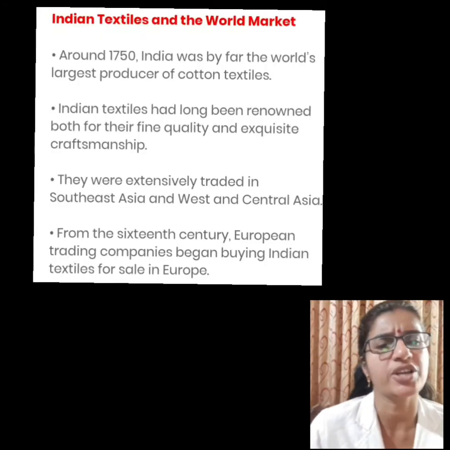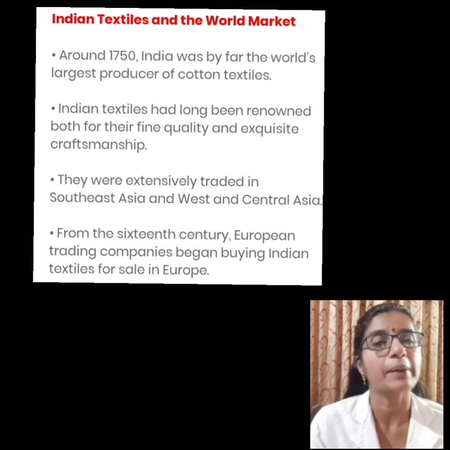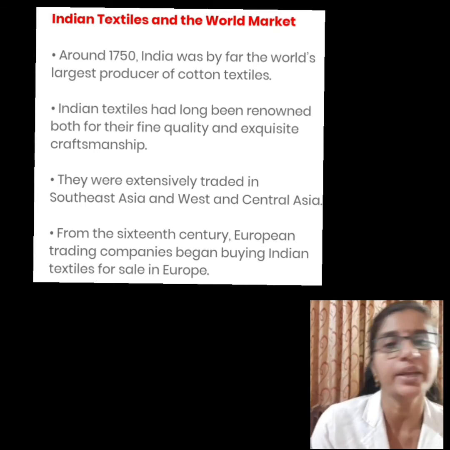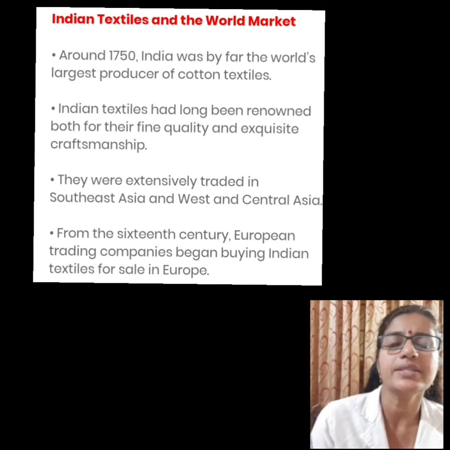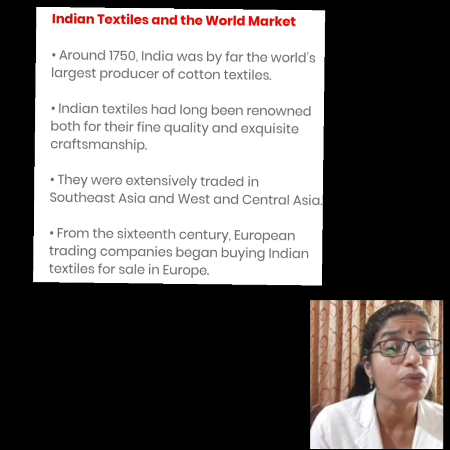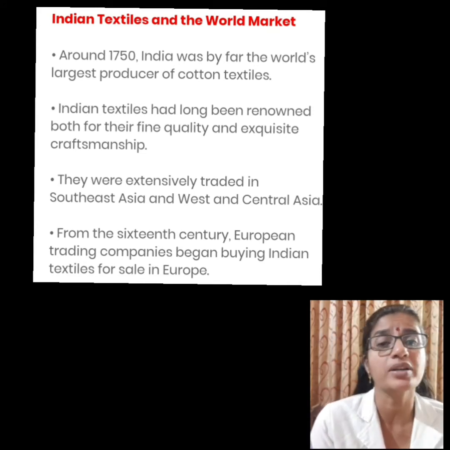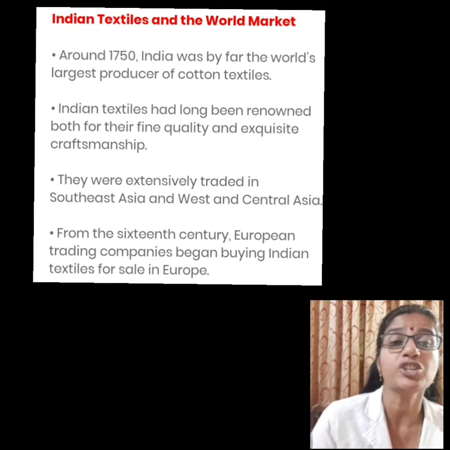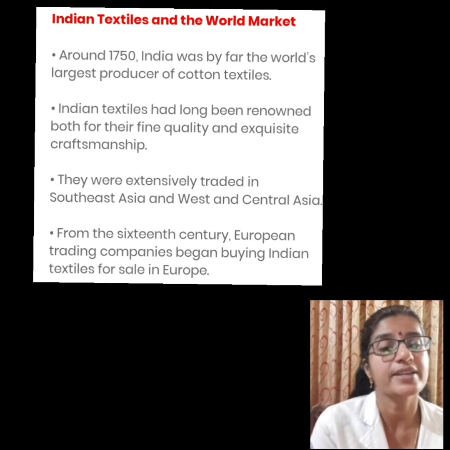Now, let's check how was the Indian trade before the British capturing their political power in India. Before 1750, India is the largest producer of cotton textiles and it is sold in various parts of the world, especially in the Southeast Asia and West and Central Asia.